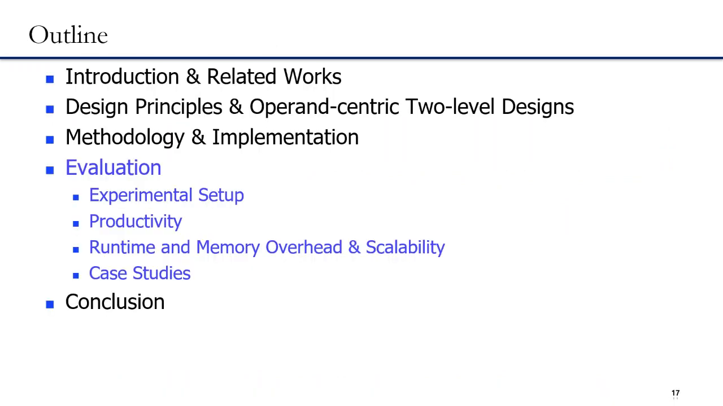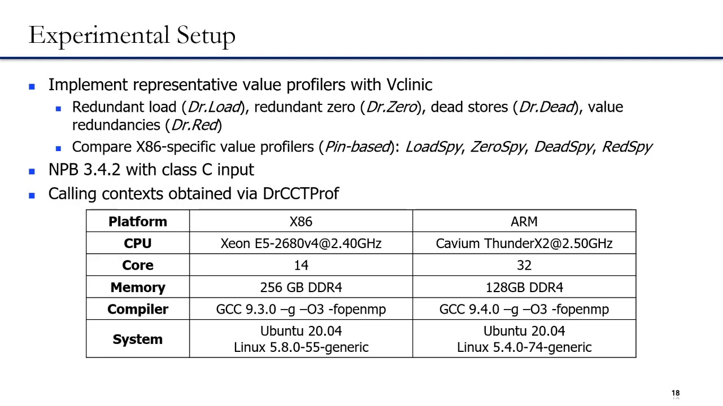Next, I will introduce our evaluation results. We evaluate VClinic on both x86 and ARM platforms, with detailed hardware and software configurations listed in the table. To demonstrate the efficiency of VClinic, we implement representative value profilers detecting redundant loads, redundant zeros, dead stores, and value redundancies with VClinic. We also evaluate the corresponding state-of-the-art x86-specific value profilers for comparison. For evaluation, we choose representative benchmarks from NPB with Class C input size on both platforms.